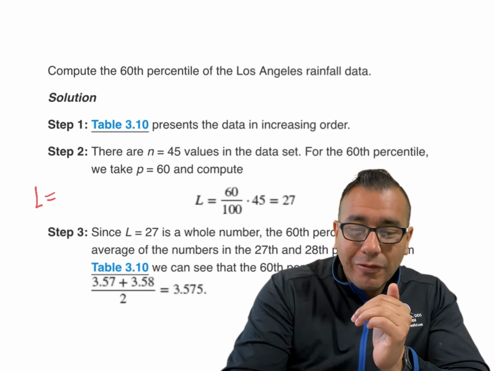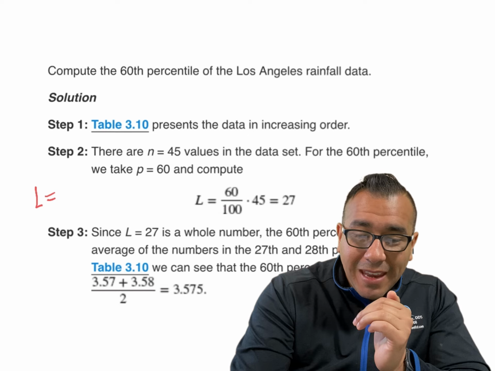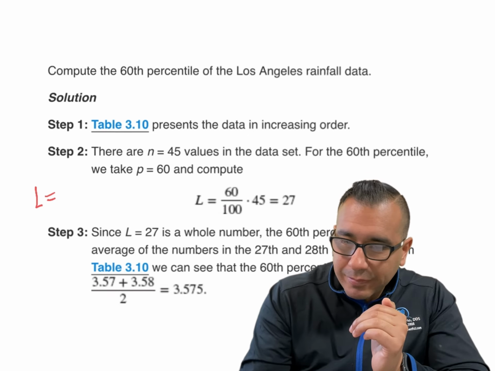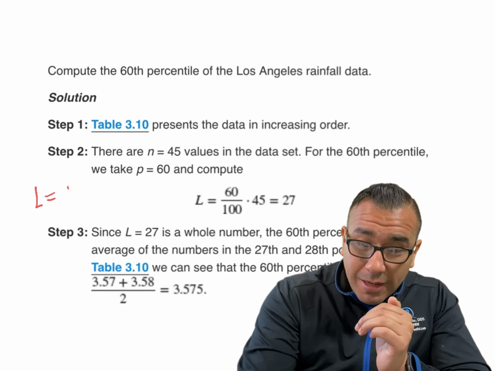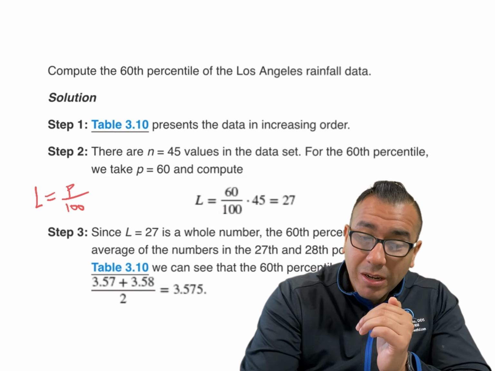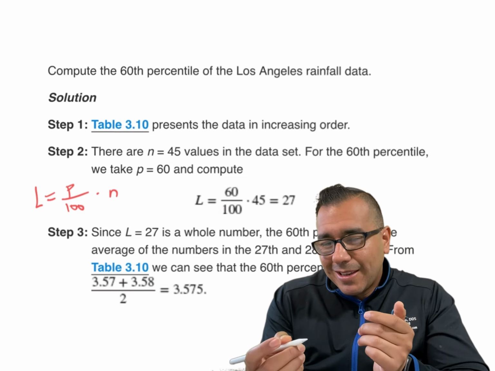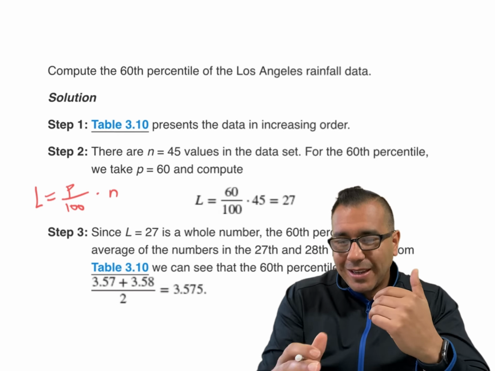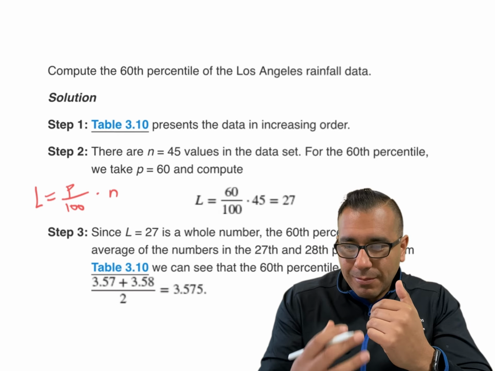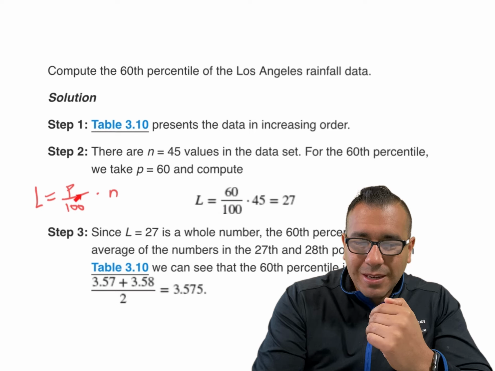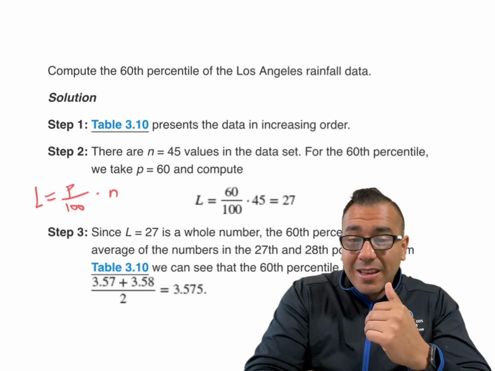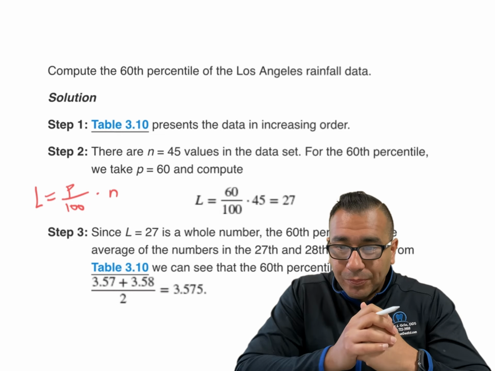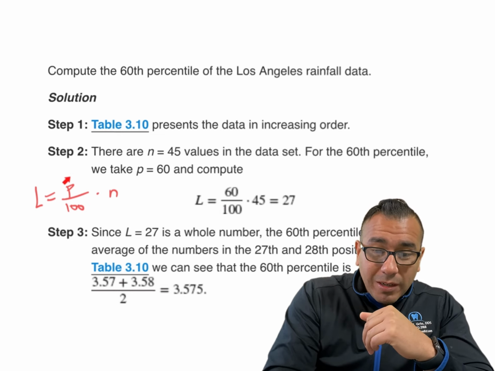So in our formula, we take the percentile p, divide it by 100, and multiply that by n. Technically, if I had written the n first and the p second, we would get the same answer. But just to make sense of all this, right here we're finding some percentage. In this case, we're finding the 60th percentile. That's the percentage we're looking at. This is the formula we're going to be using.